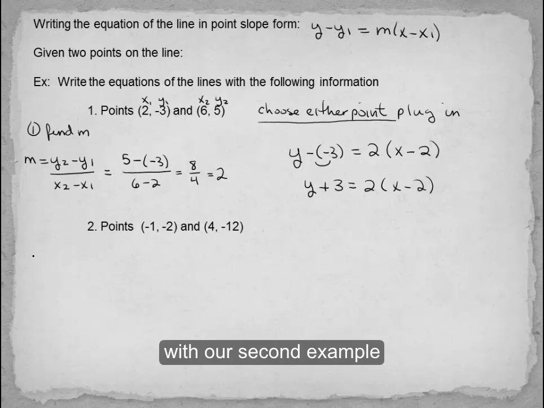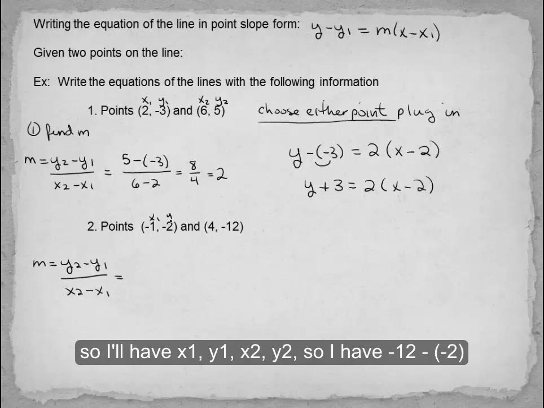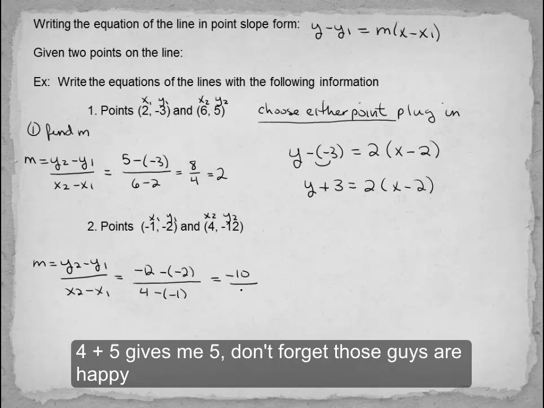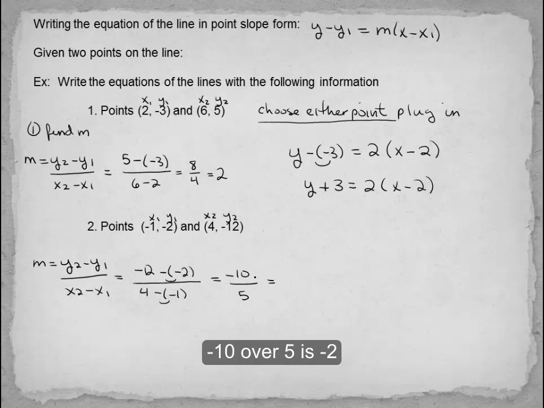With our second example, we're going to find m first. So I'll have x1, y1, x2, y2. So I have -12 minus -2 over 4 minus -1. -12 plus 2 gives me -10. 4 plus 1 gives me 5. Don't forget those guys are happy. -10 over 5 is -2.